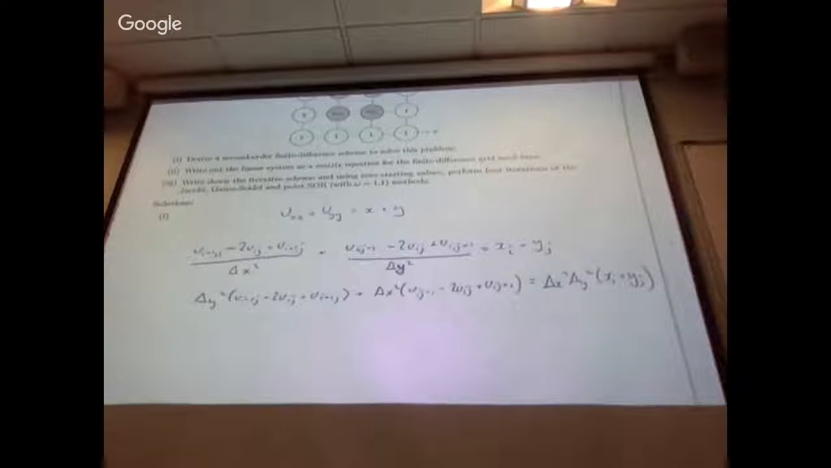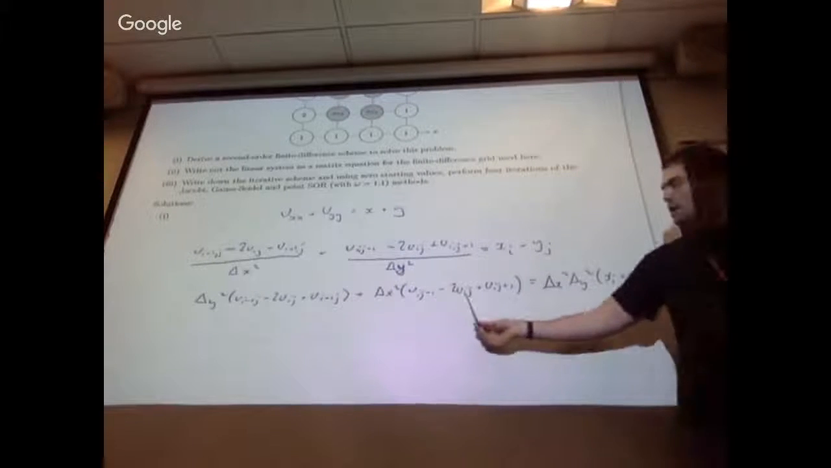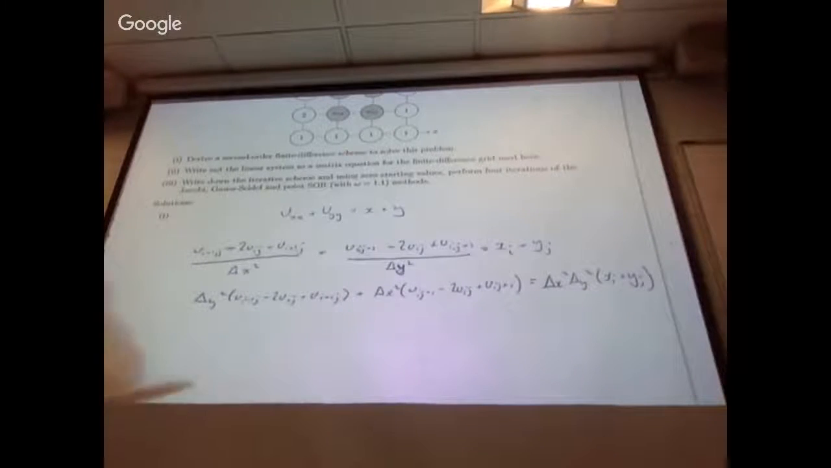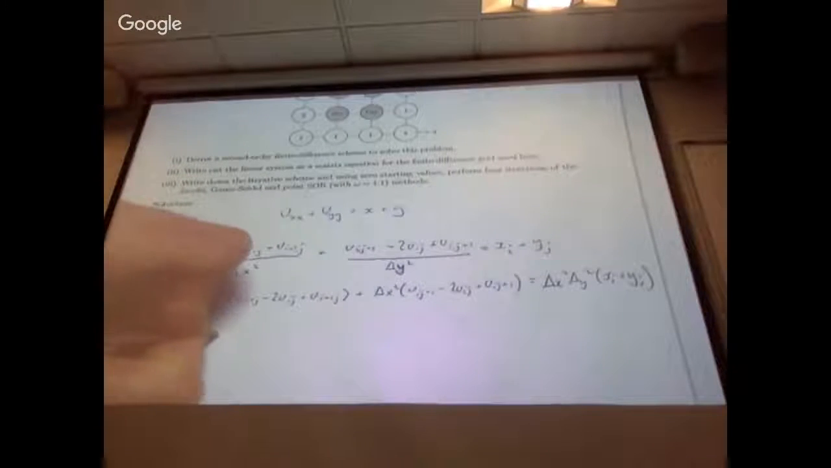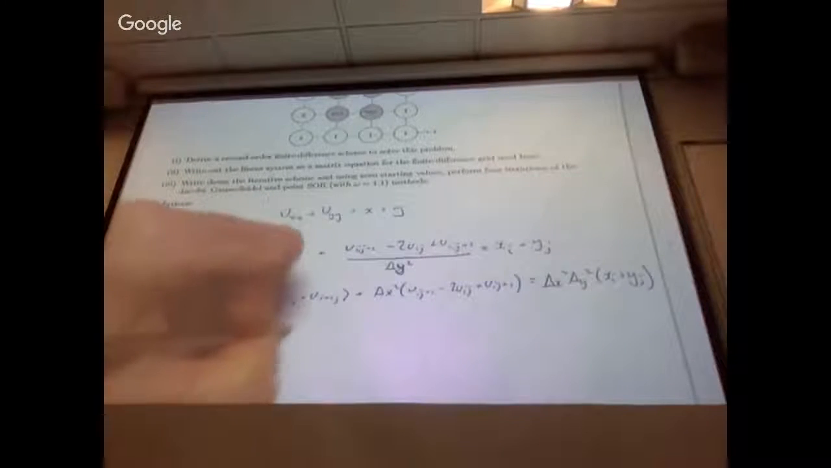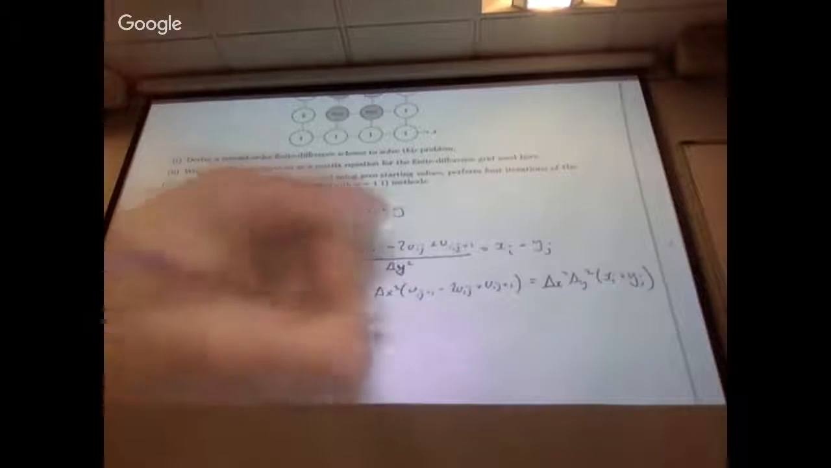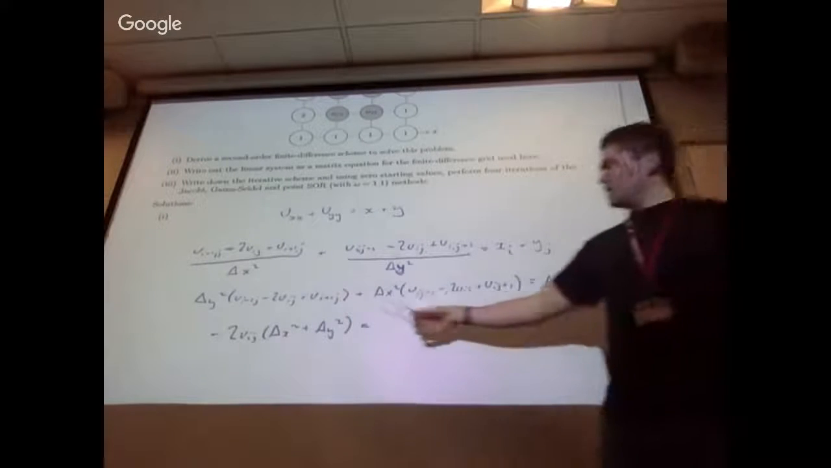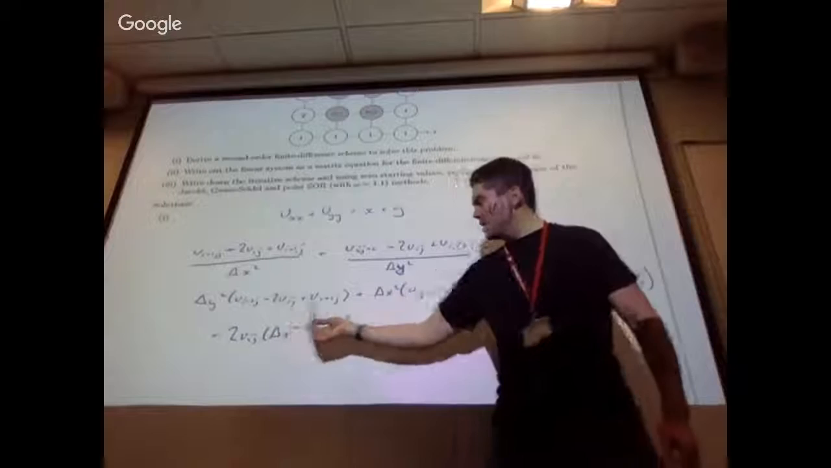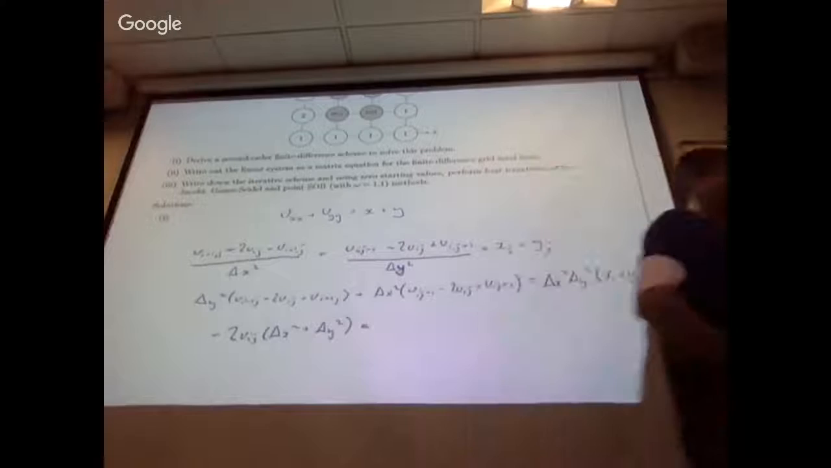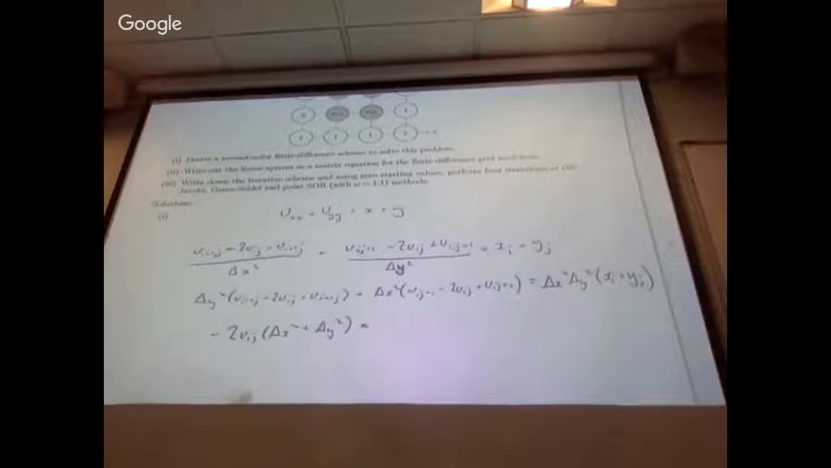Okay, so what we're doing is making u_ij the subject. Well, we can take out common factors. So what I have here is minus 2u_ij times delta x squared plus delta y squared. What I've done here is take out the 2u_ij that appears in both terms as a common factor. I've left a subtraction, and I'll leave that subtraction in.